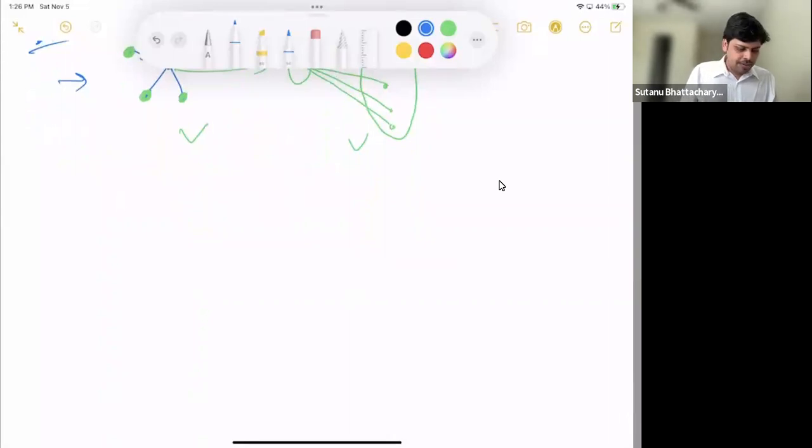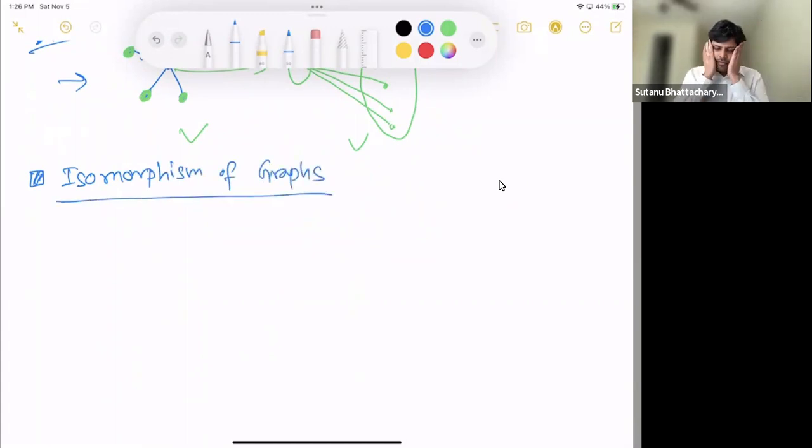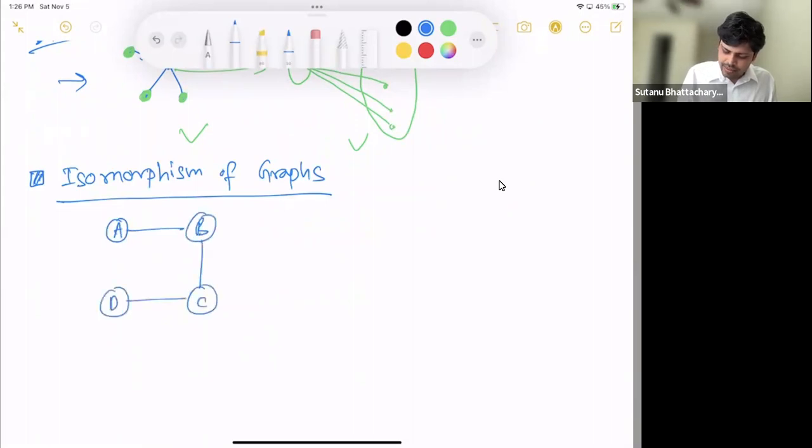Okay, next we'll talk about isomorphism of graphs. So let's assume A, B, C, D. This is one graph where it represents that A, B, C, D are a friend circle. A is a friend of B and D, B is a friend of A and C, C is a friend of D and B. So it's a friend circle.